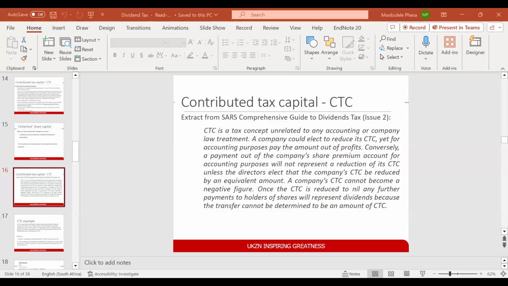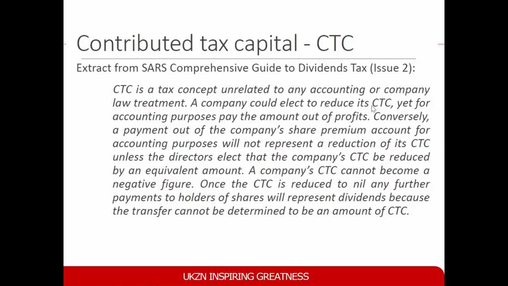Okay. So we're actually talking about the CTC, contributed tax capital. It is a tax concept unrelated to any accounting or company law treatment. So a company could elect to reduce its CTC, yet for accounting purposes, pay the amount out of profit. Conversely, a payment out of the company's share premium account for accounting purposes will not represent a reduction of its CTC unless the directors elect that the company's CTC be reduced by an equivalent amount.